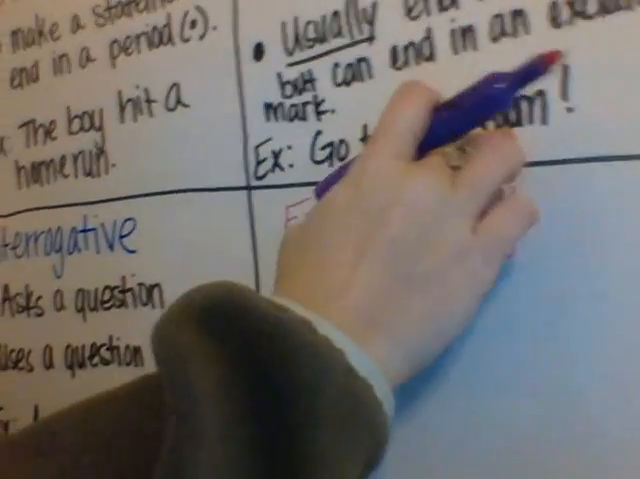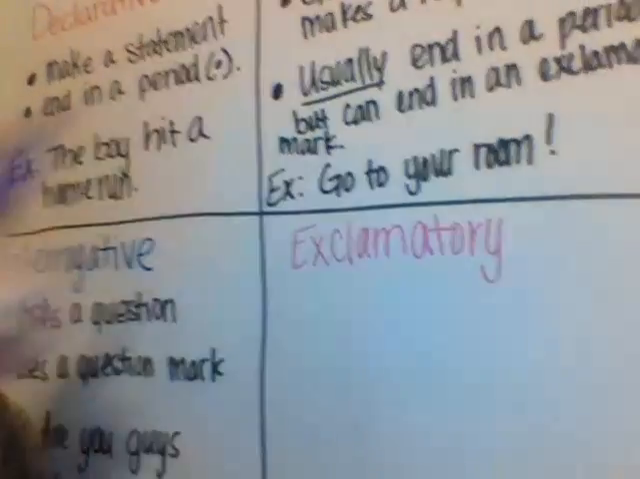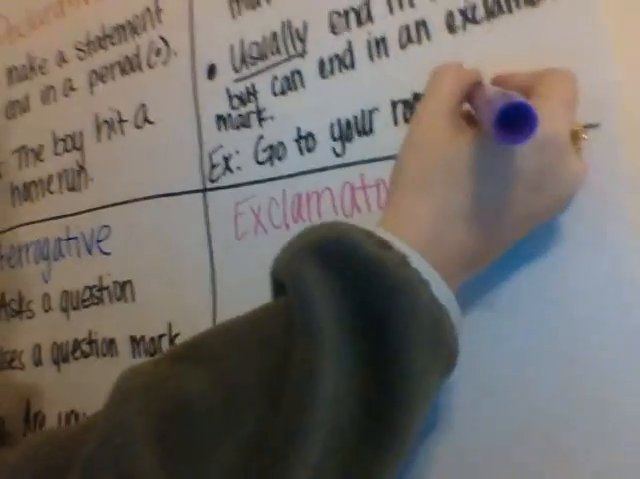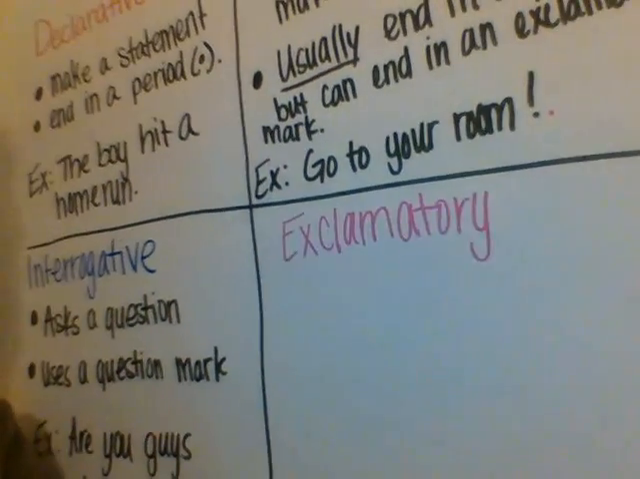So even though this one has an exclamation mark, because it's giving a command, that's why it falls under imperative. Because I could just as easily put a period there and say, go to your room, and it would be the same. All right, but these are going to be the ones that really show emotion. So these express a strong feeling. When you're taking your notes.